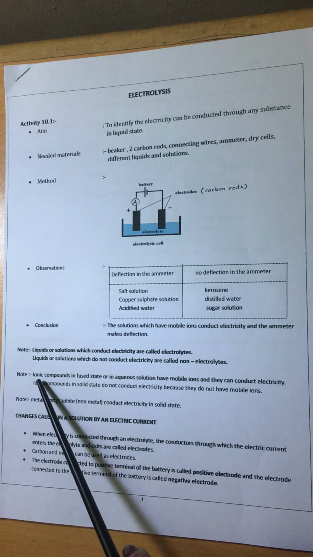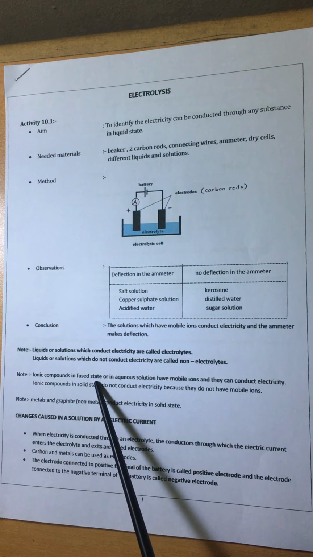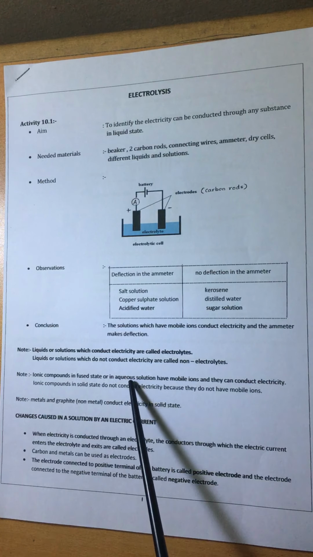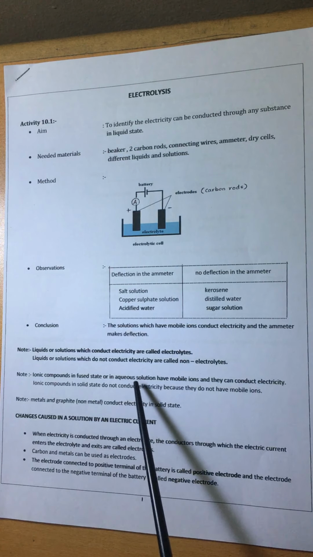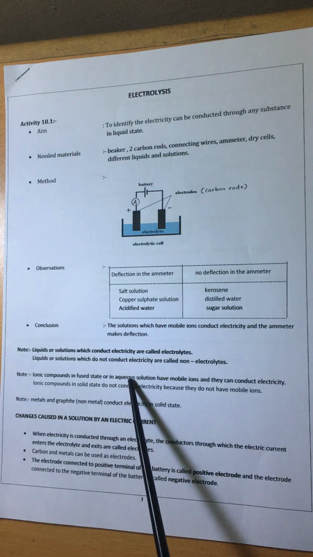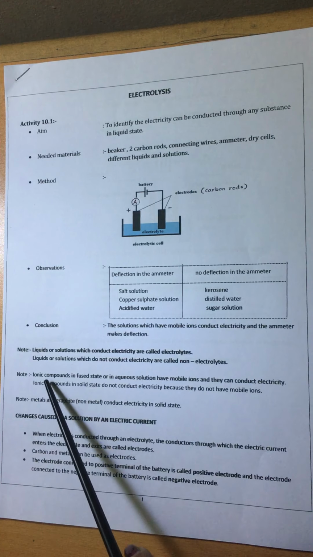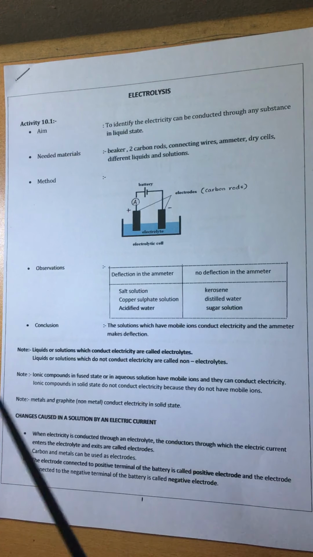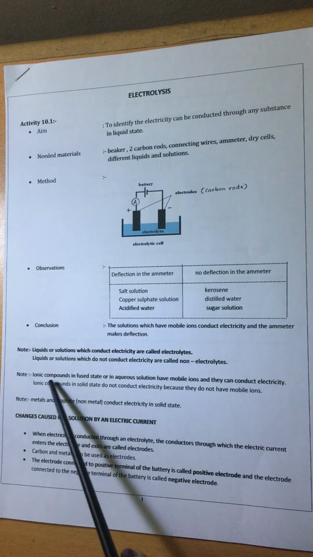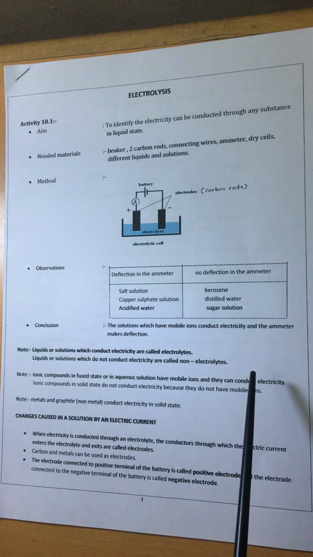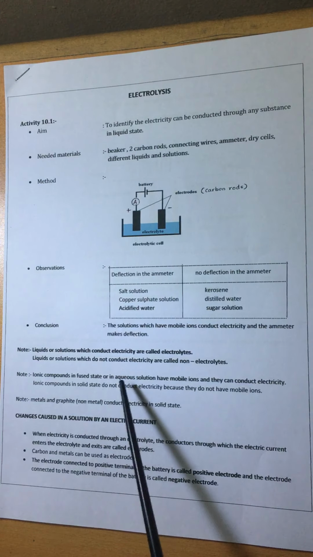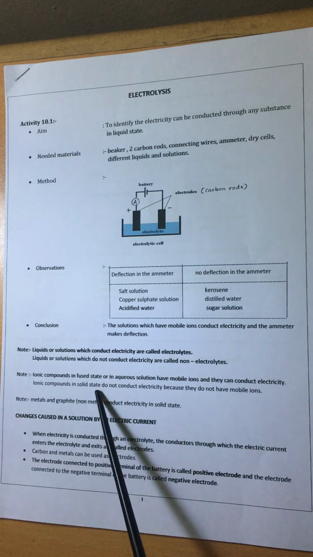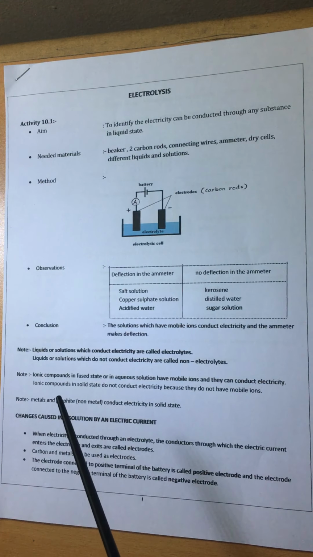So what happened? The ionic compounds in fused state, which means you have to heat and melt it, or in aqueous solution, which means you have to add water and make a solution, can conduct electricity because these two have mobile ions. But the same ionic compounds in solid state have no mobile ions. In solid state, the ions can't move, right? So ionic compounds can conduct electricity only in fused state or aqueous solution. In the solid state, ionic compounds cannot conduct electricity.